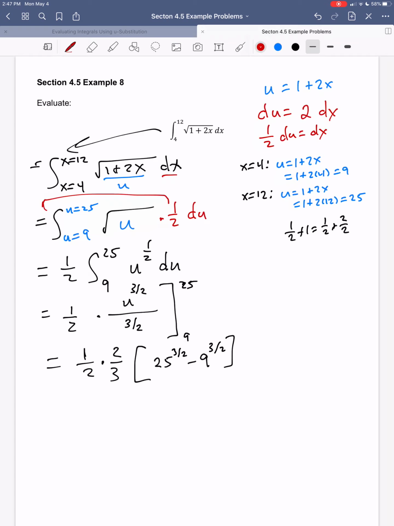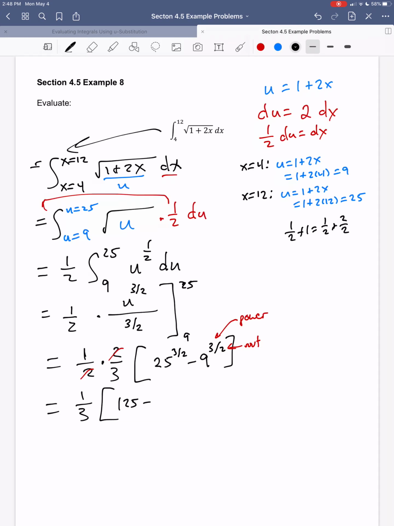So let's see here, these go away. So I get 1/3. And then the 3/2 power, remember the denominator is the root I'm going to take, and the numerator is the power I'm going to take. So the square root of 25 is 5. 5 to the 3rd power is 125.